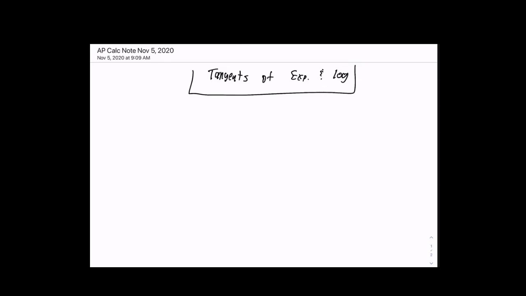So in this example, we want to find the equation of the line tangent to f of x at the indicated point.